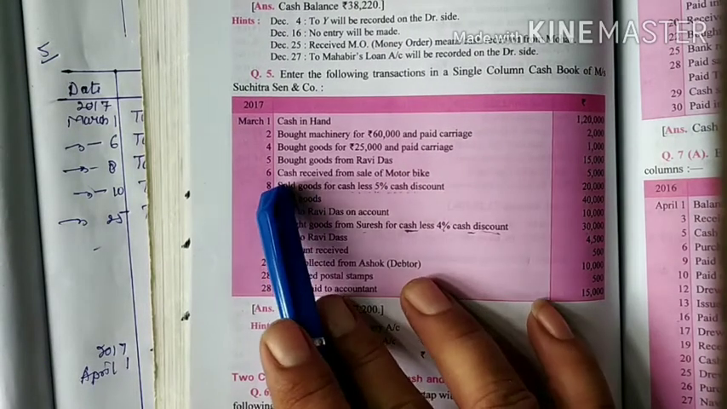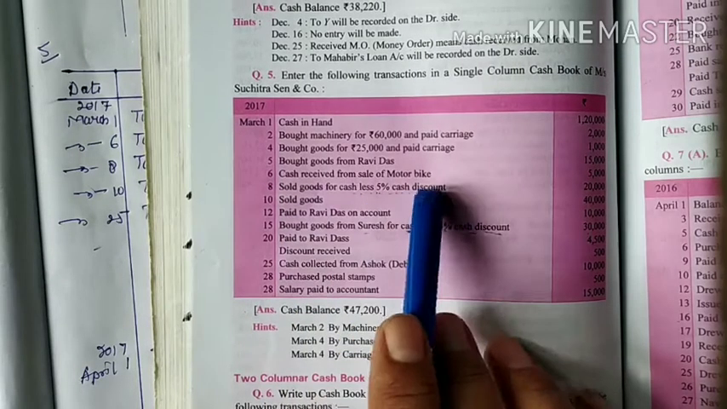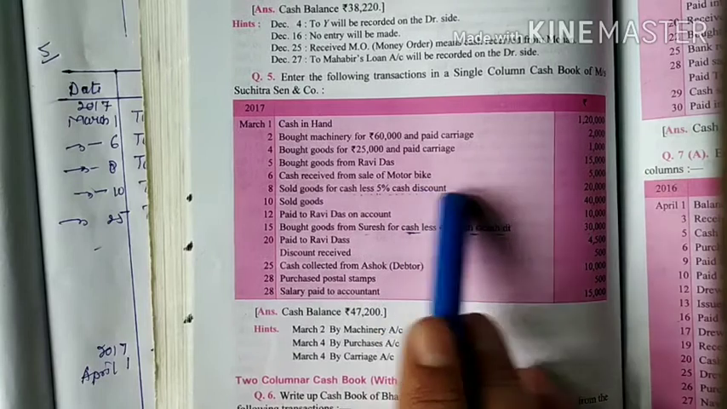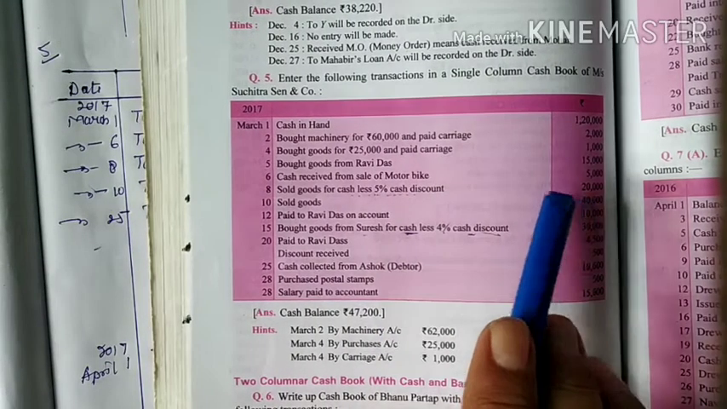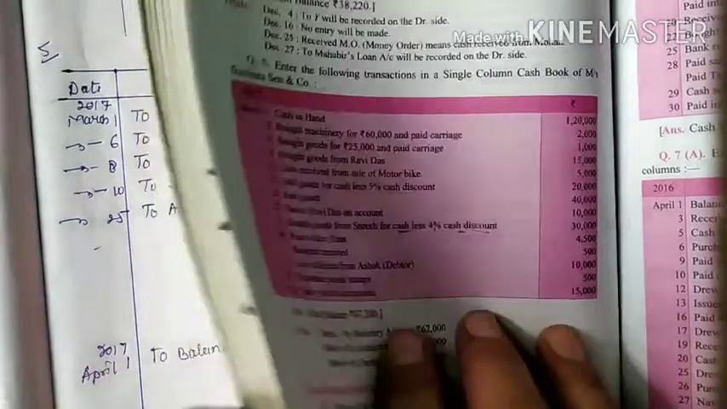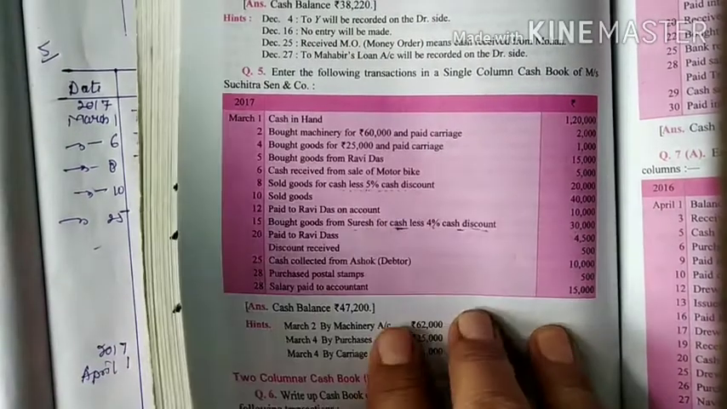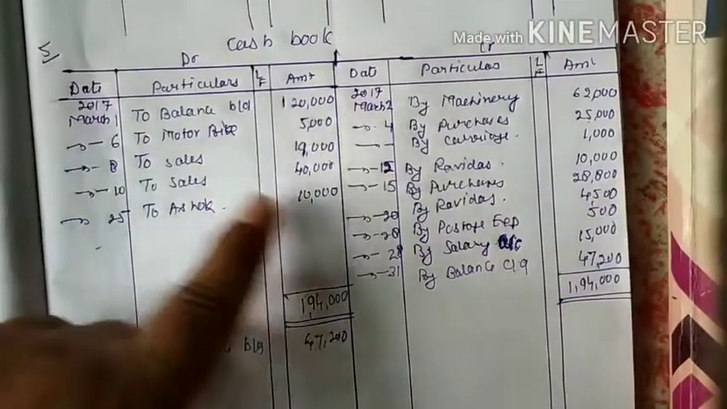Now come to the next, on 6th March. Cash received from sale of motorbike 5,000. Here the business is receiving cash of 5,000 rupees, so this will be entered into the book. When this cash is coming into the business, it will be entered on the debit side.